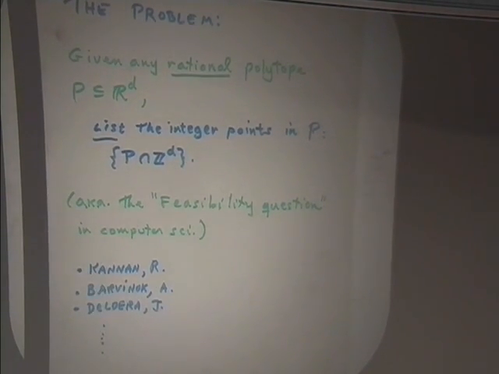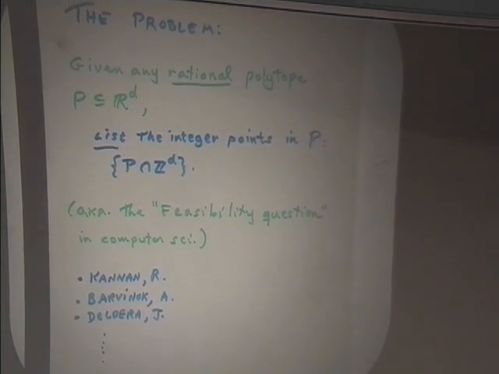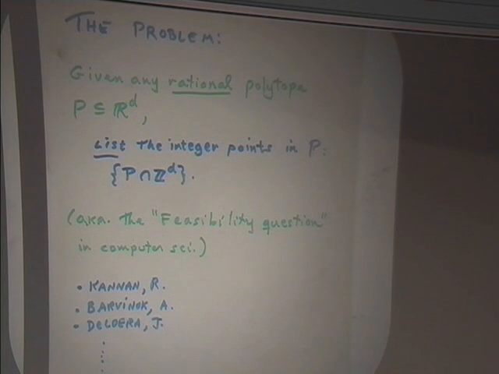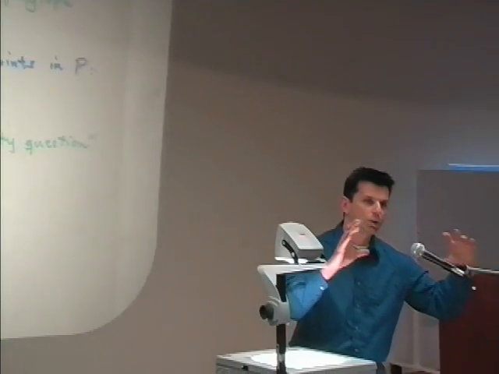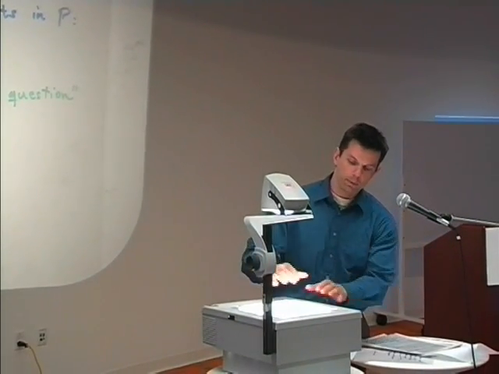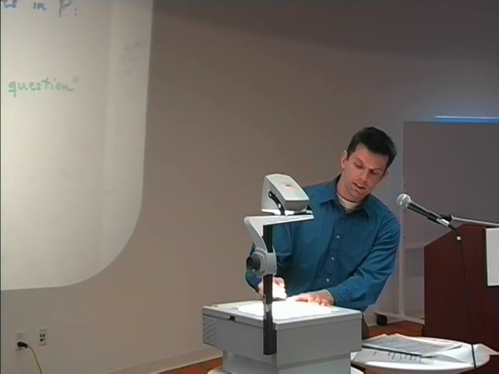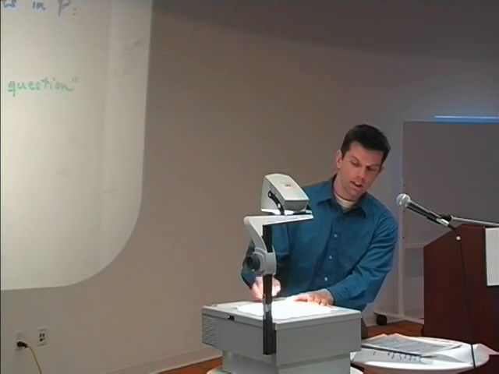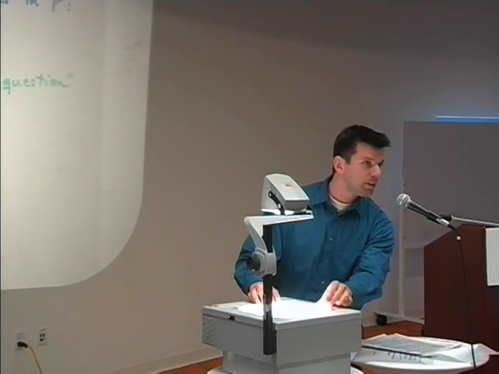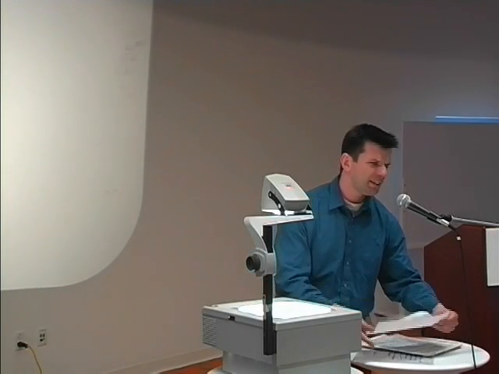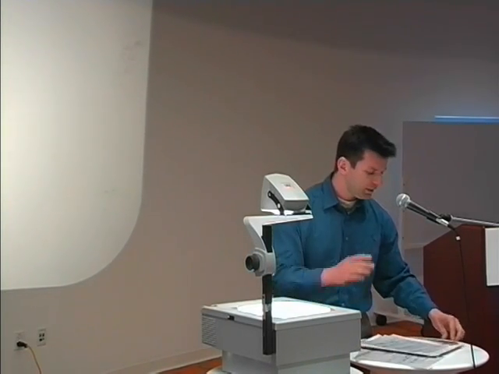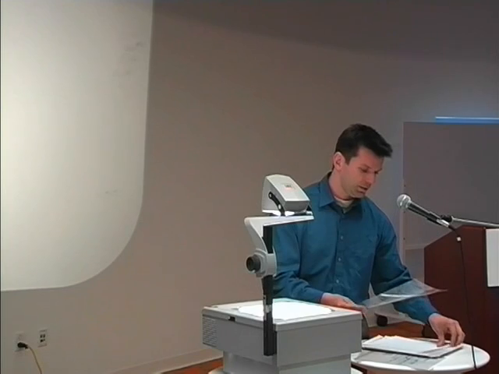This is called the feasibility question in computer science. So this intersects computer science and linear programming people, although the fields of real linear programming and integer linear programming are sort of 2 different fields. Some people that worked on this are Ravi Kannan, Alexander Barvinok, Jesus de Loera, Bernd Sturmfels, and other people. This is a different method, which we started about a year and a half ago, and it's growing, but I'm just going to present the very beginnings of this.